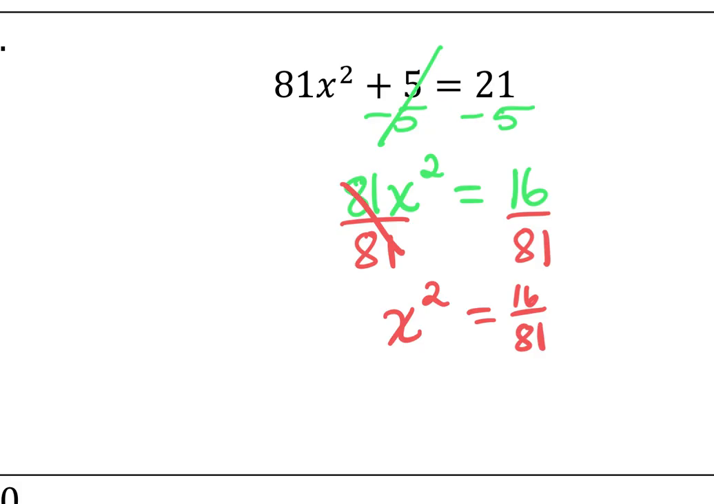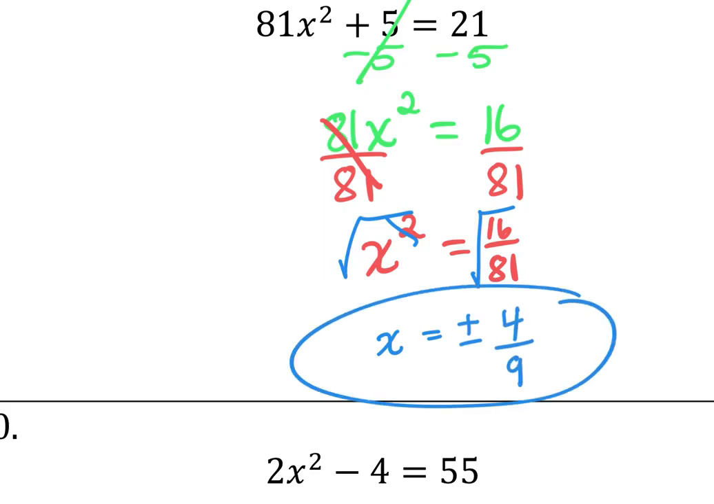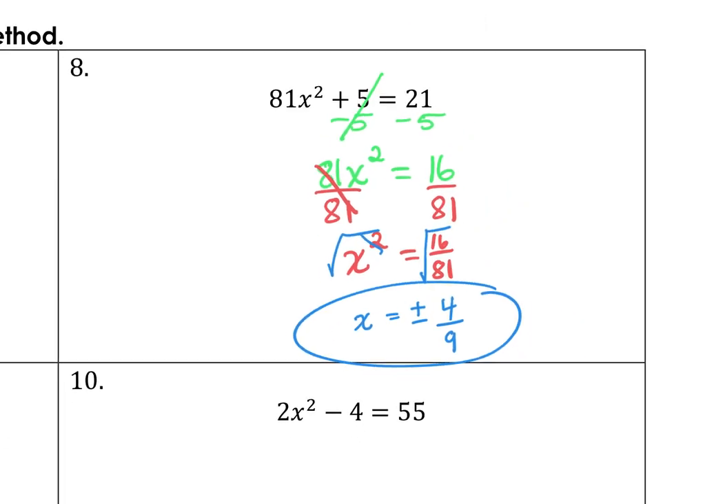Now that I have the x squared isolated, now I can go ahead and take that square root. And luckily for us, these are both perfect squares. So your answer becomes plus or minus. Do not forget, there's two solutions. 4 over 9. Plus or minus 4 over 9. All right.